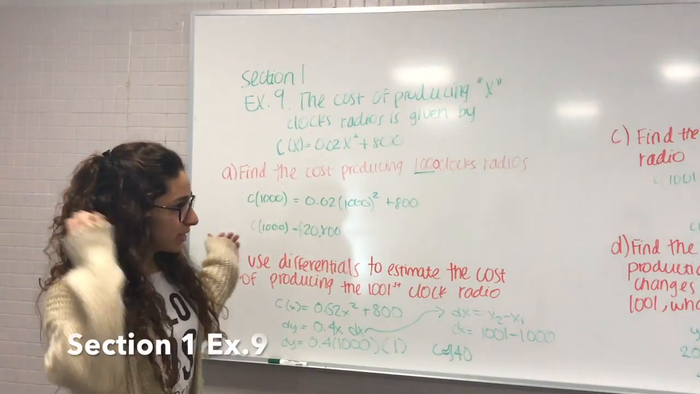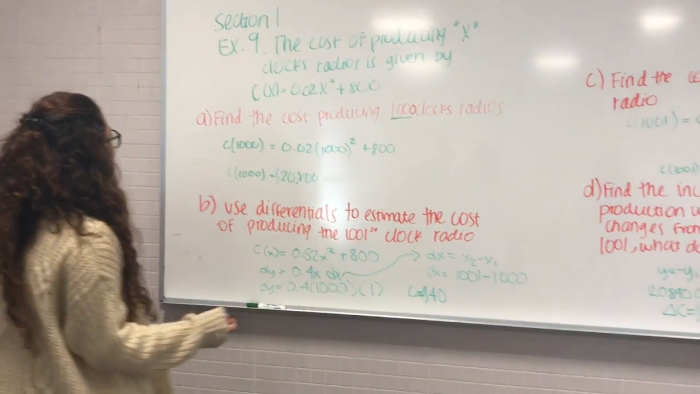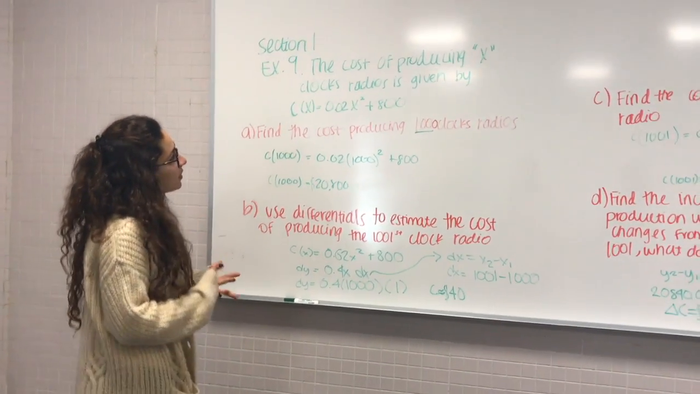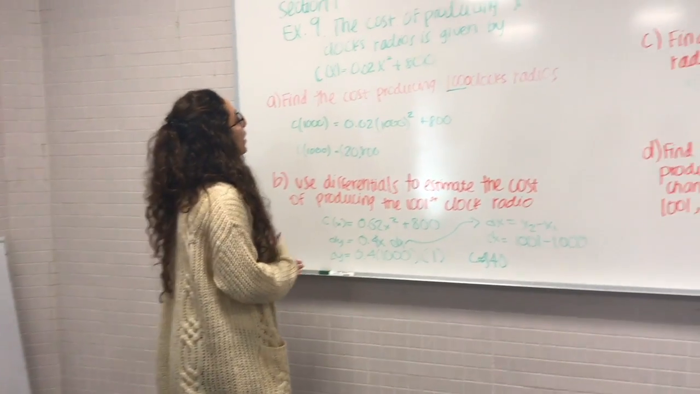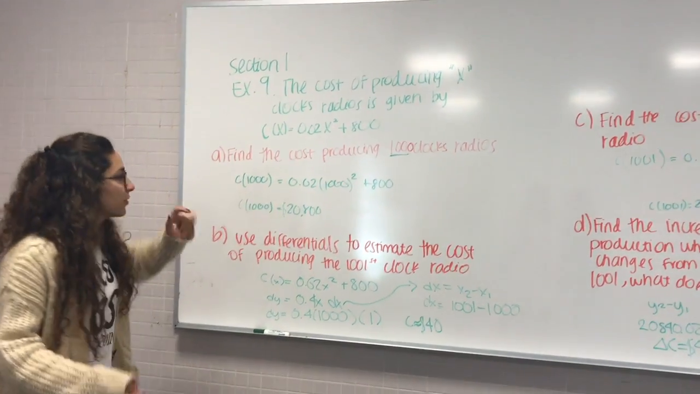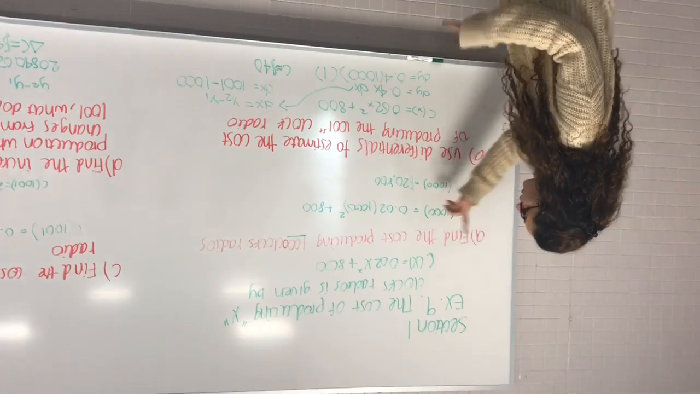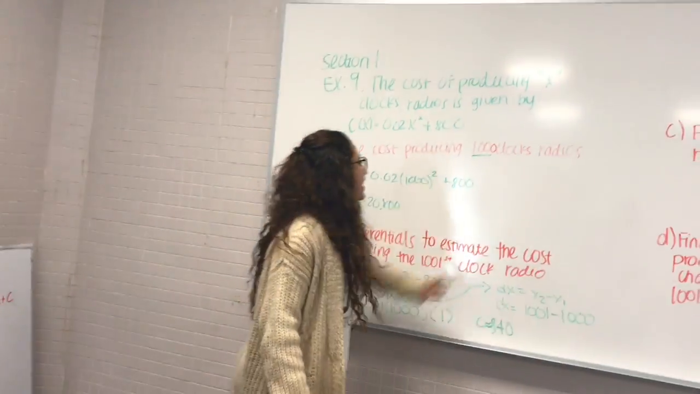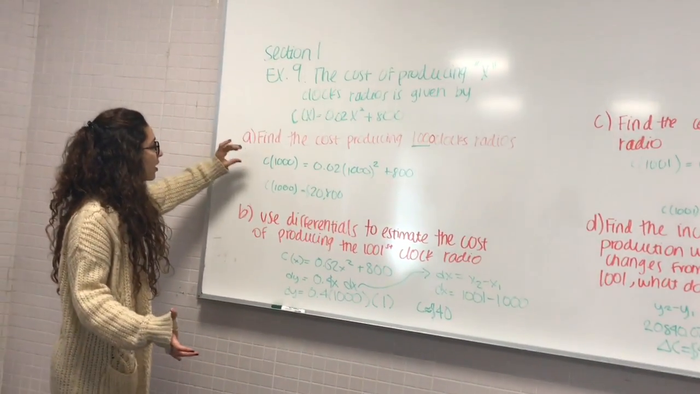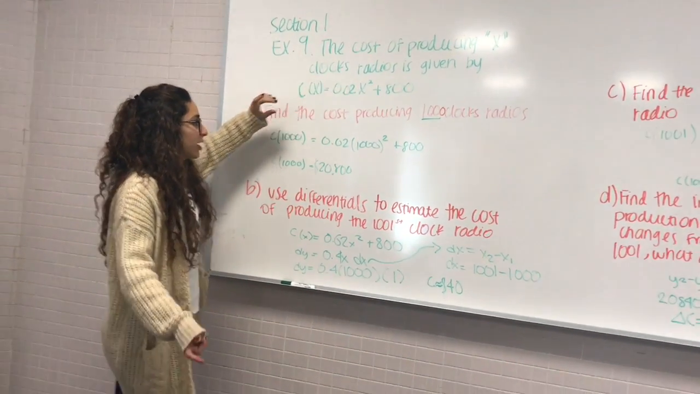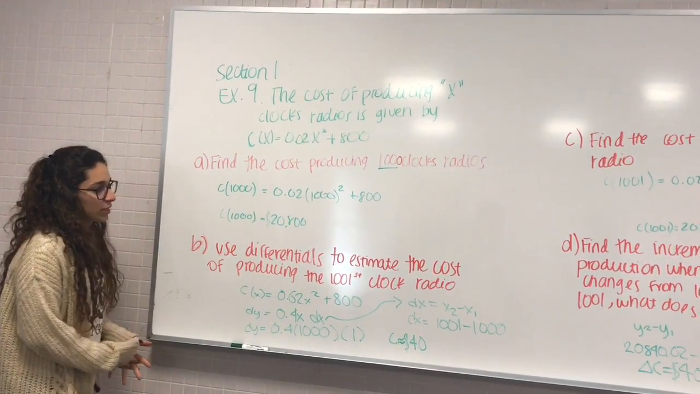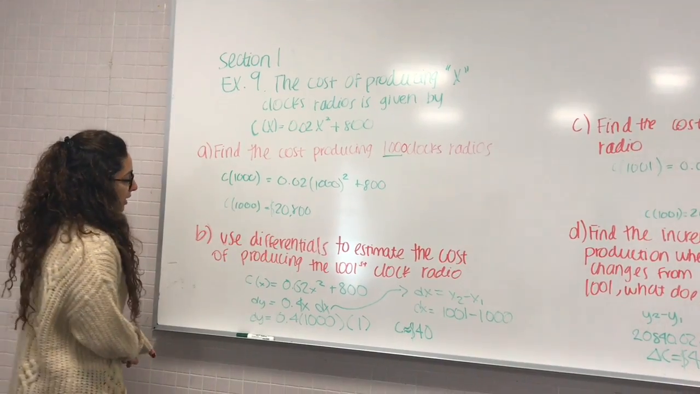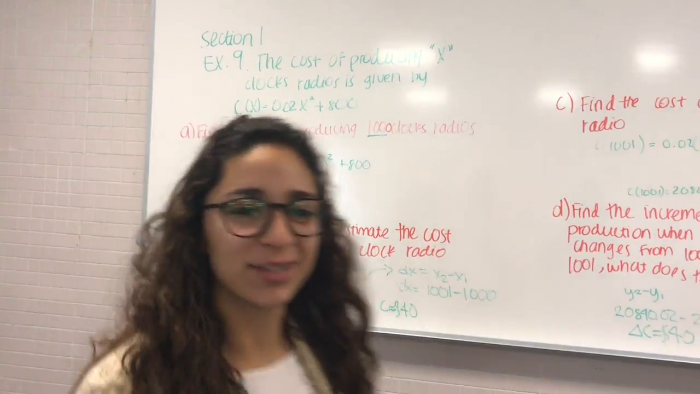Well, we have two problems. So we have the first problem. The cost of producing x clock radios is given by this equation. So the first question is finding the cost of producing 1,000 clocks. We only grabbed the original equation and plugged in this number, and the answer is 2,800.